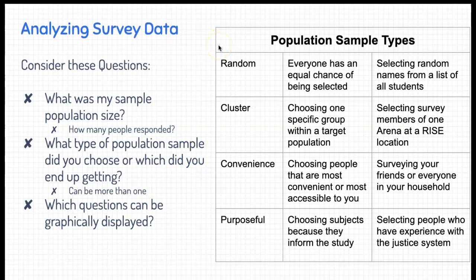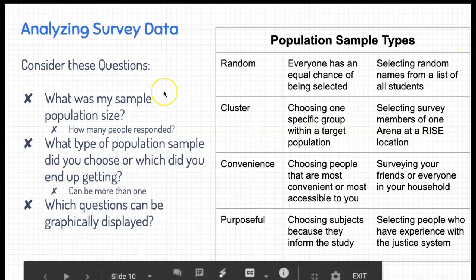Analyzing survey data. There are a couple of different questions you're going to consider when you're looking at your survey results. First, what was your population sample size? That's the number of people that responded to your survey. What type of population sample did you choose, or which did you end up getting? It could be more than one. Here are a couple of different population sample types.